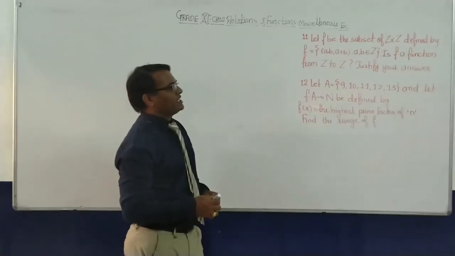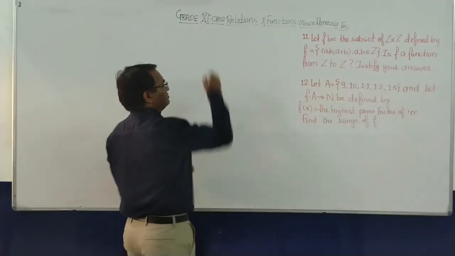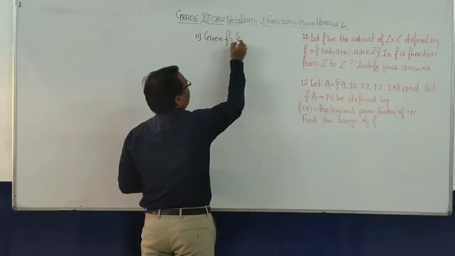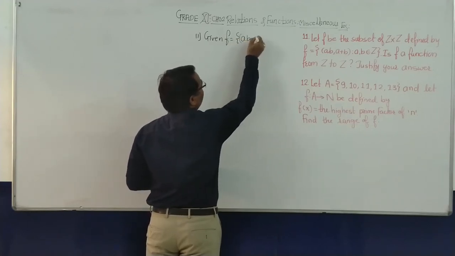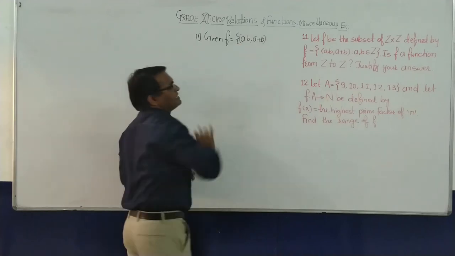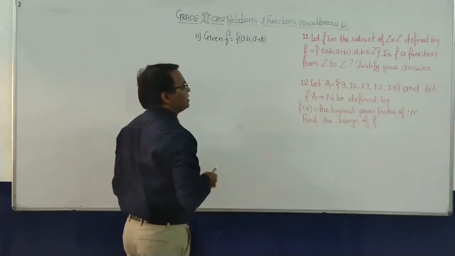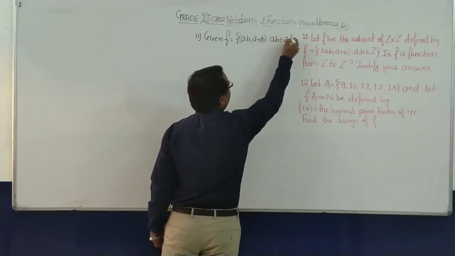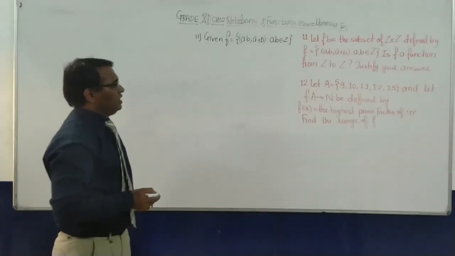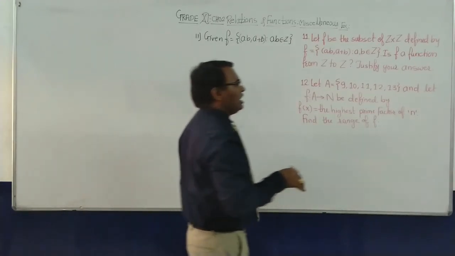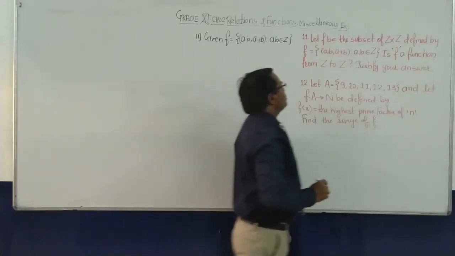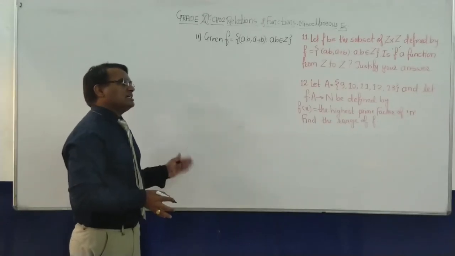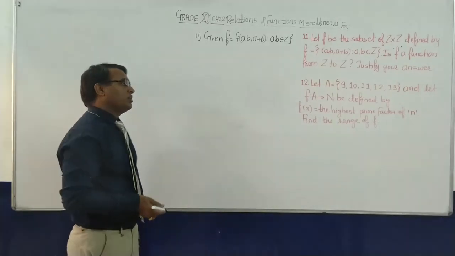Sum number 11. Let F be the subset of Z cross Z defined by F equals (ab, a plus b). It means your x is ab, then your F of x will be a plus b, such that a, b belongs to Z. Is F a function from Z to Z? We have to see whether it is a function or not. If yes, we have to write the reason. If no, then also we have to give the reason.